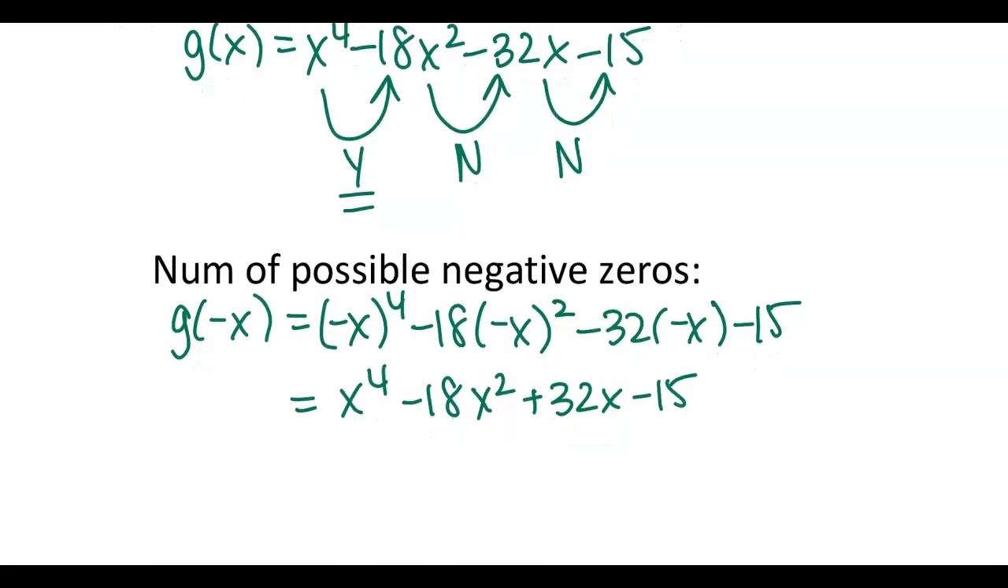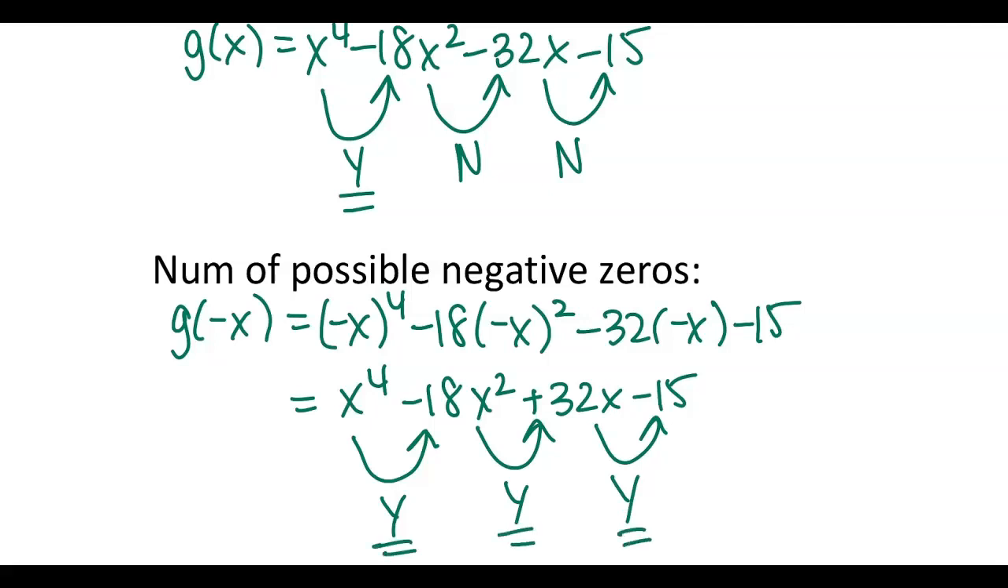So what I need to check for, again, are sign changes. So Shreya, as I go from x to the 4th to negative 18x squared, is that a sign change? From negative 18 to 32? And from 32 to negative 15? Ooh, this is fun. So it looks like I have 1, 2, 3 possible negative zeros. So I'm going to put a 3 here.